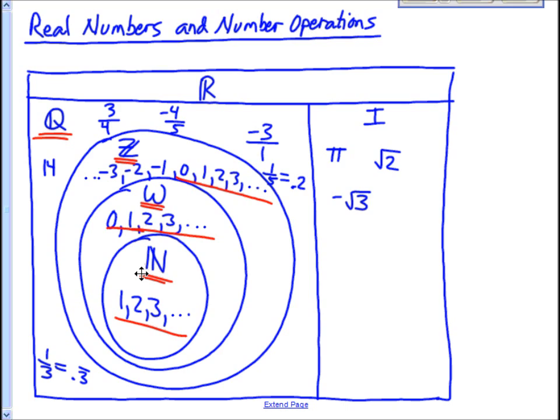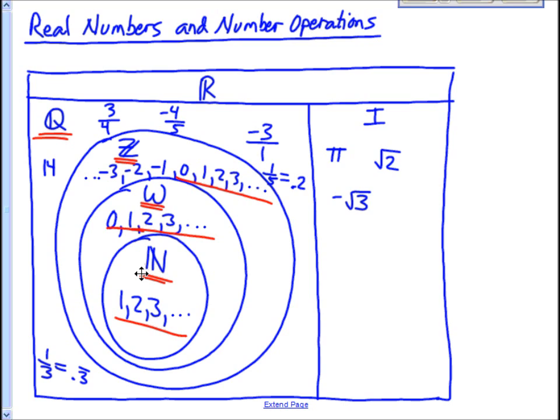Now let's talk about the irrational numbers. Like pi, 3.14159, that's the most famous irrational number. If you ever had a teacher that had the number pi written out all around her room, it keeps going. There's no pattern to it; it just keeps going on forever. So that's an irrational number.